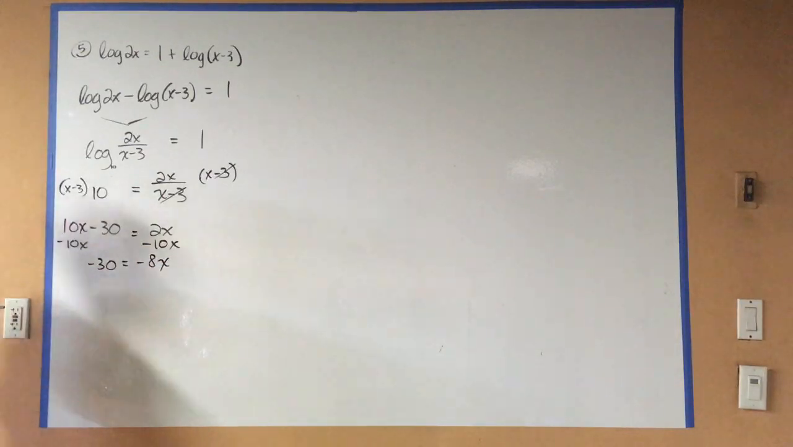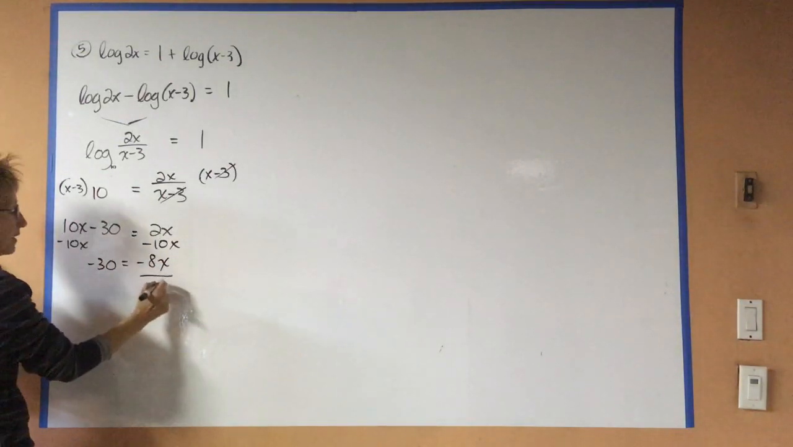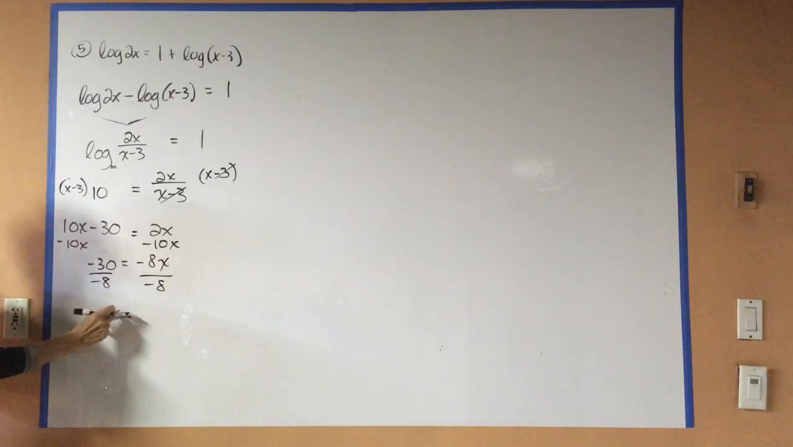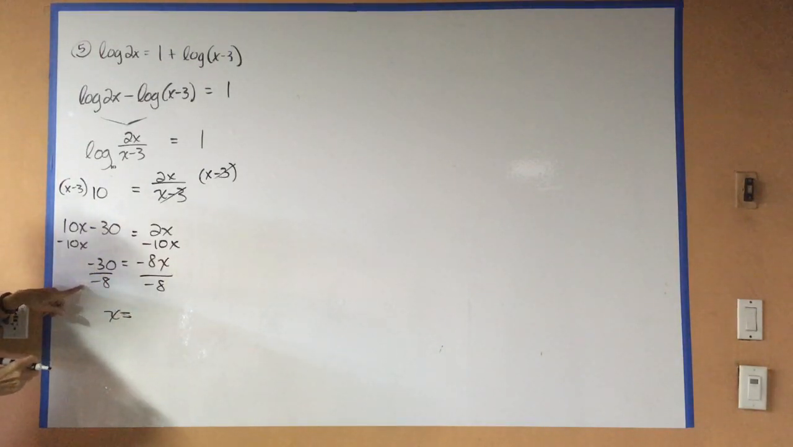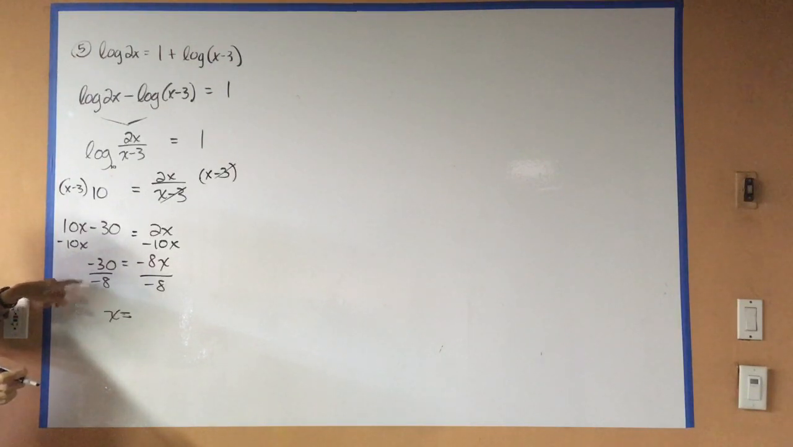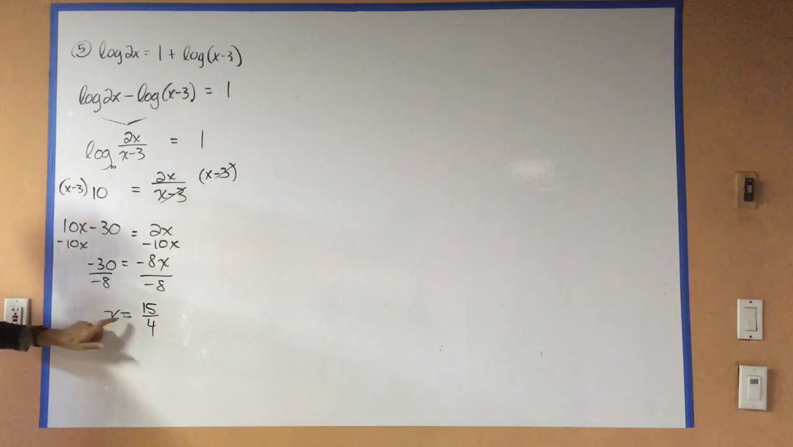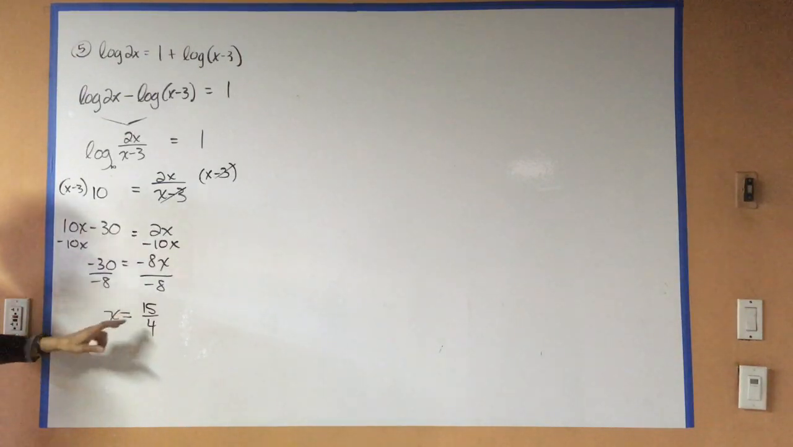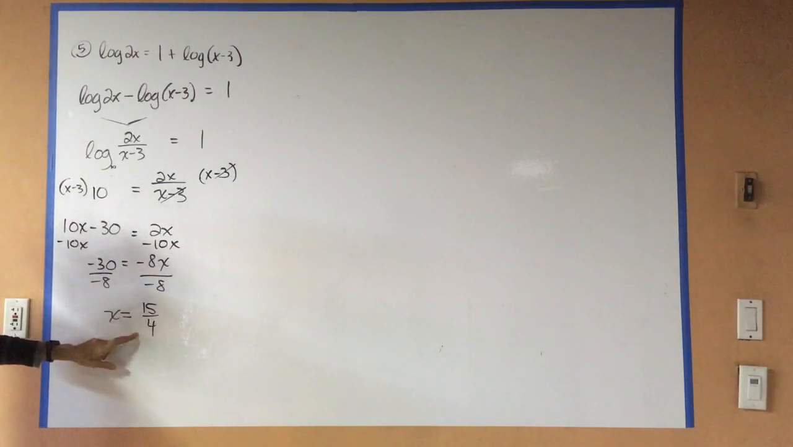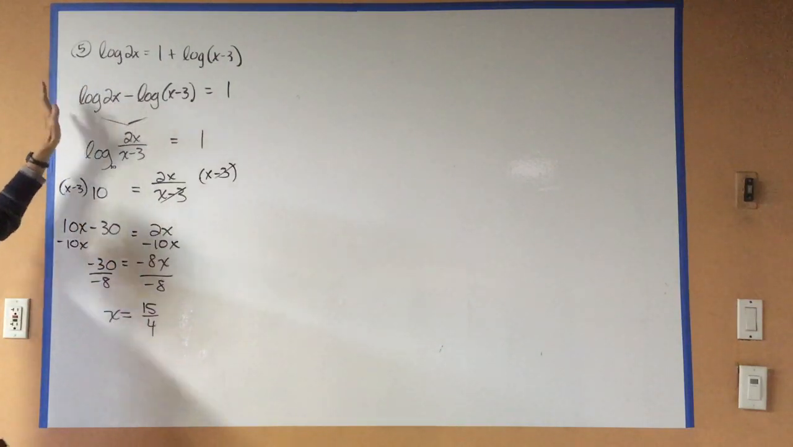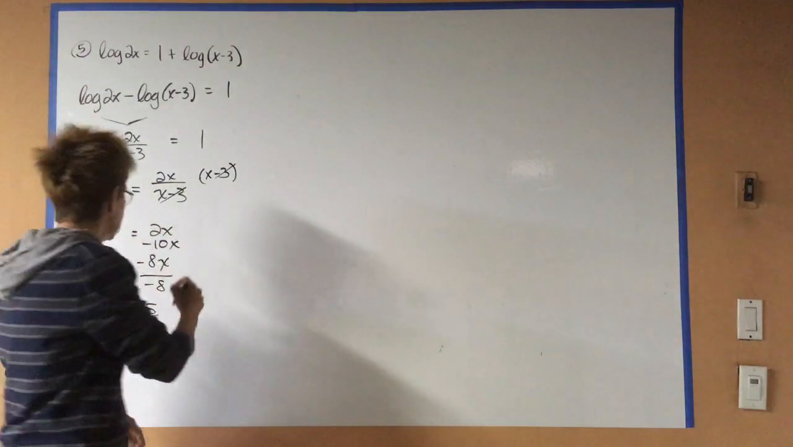So I'm creating a lot of negatives here. And then I'm going to divide by negative 8, divide by negative 8. So I get x equals, this turns into positive, and I can simplify this at least by 2, so 15 over 4. So x is 15/4. Before I circle that, even though it's positive, I remember this was a log equation, so I'm going to have to check the arguments.